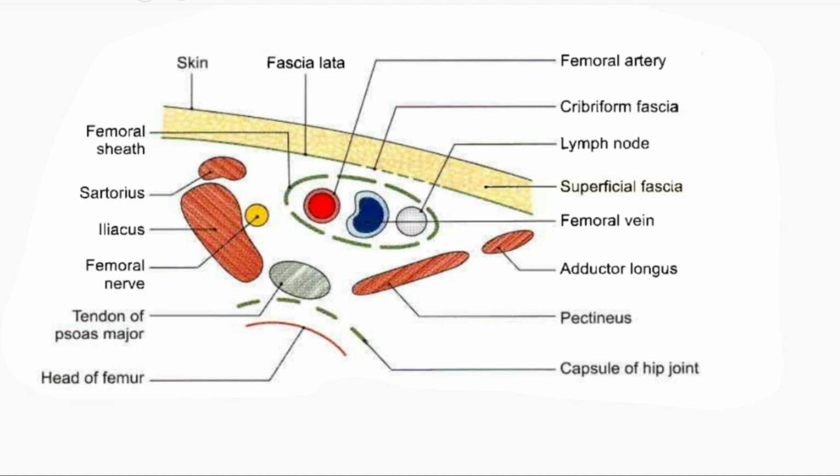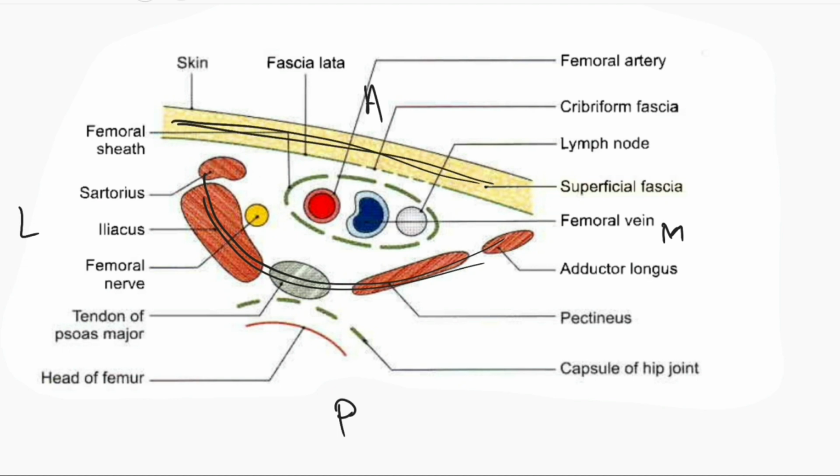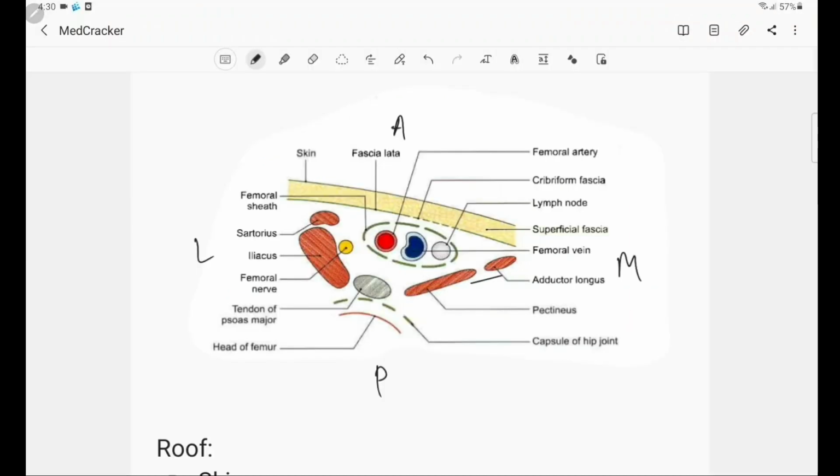Now let's talk about the roof and contents of the femoral triangle. The picture is a transverse section. This is the medial side, this is the lateral side, anterior and posterior, and this transverse section is shown from inferior. So this is the posterior side, this is the anterior, that is the roof, this is the floor, and this is the femoral triangle.